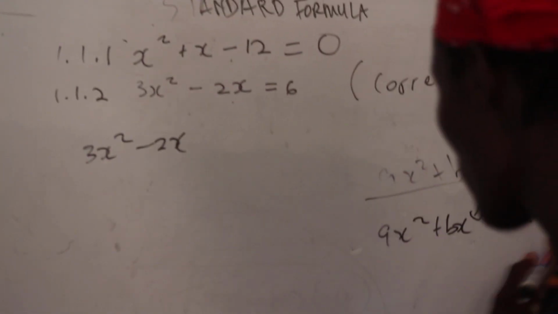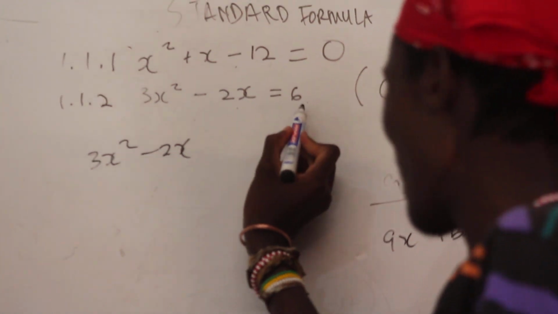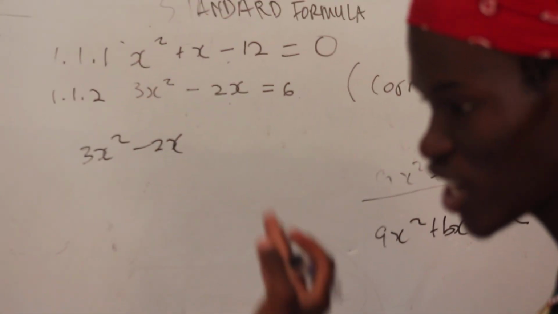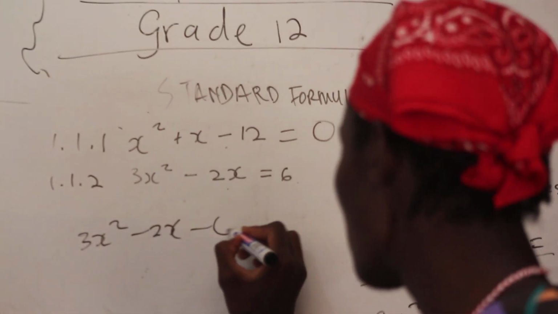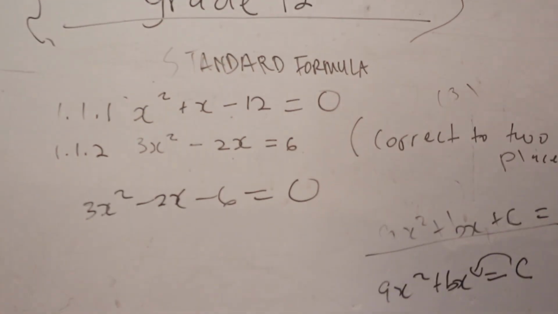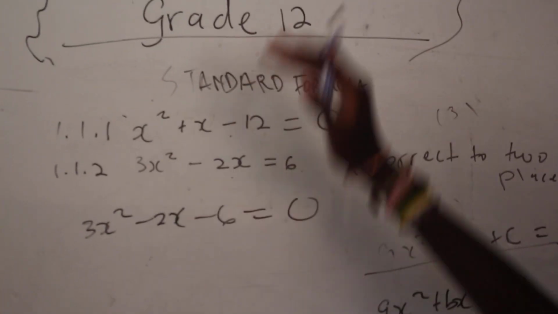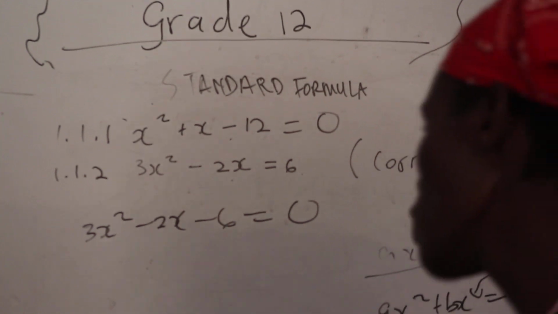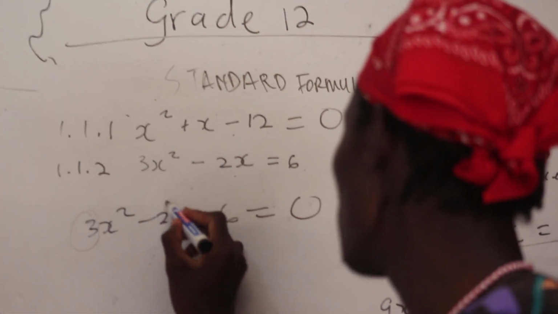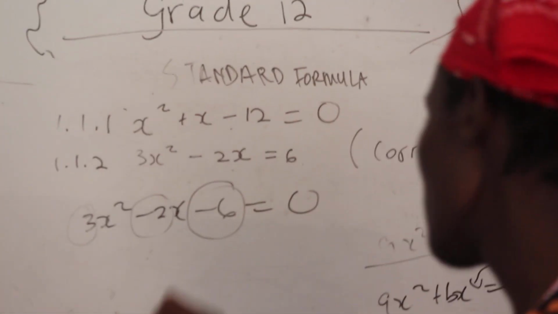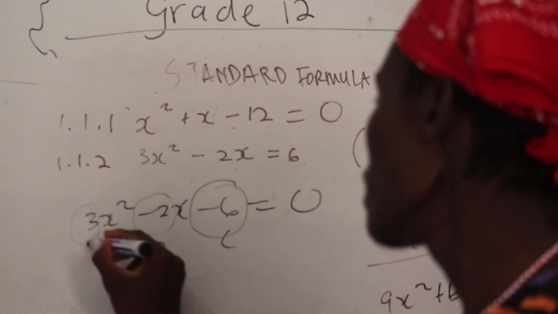Right? So what's going on now? I'm transposing my c now. Every time I transpose, the sign changes. So now I'm having a negative 6. Then I equate it to 0. Can you see now that this equation is the same as the one that we were doing above? Right? Now I know that my a is 3, my b is negative 2, and my c is negative 6. So I can just say c, b, and a there.